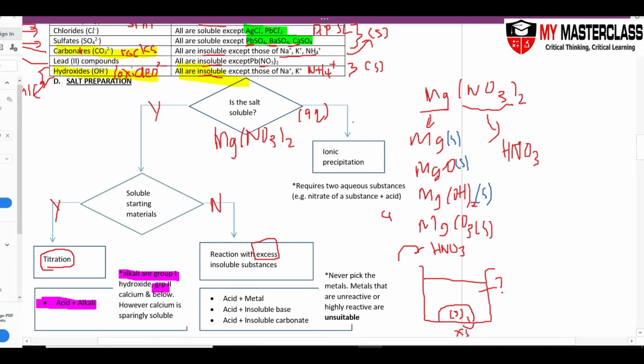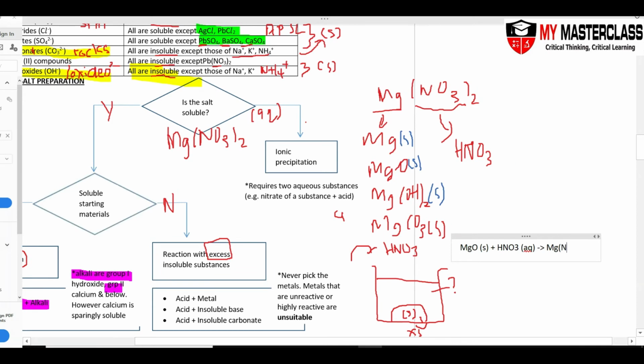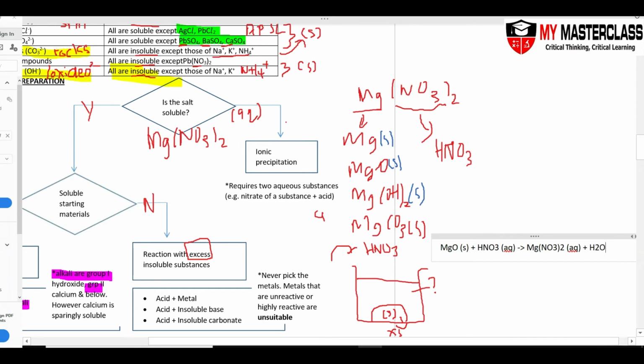Okay, what do we mean by this? So let's write the equation down. Example, if I take magnesium oxide plus nitric acid, in this reaction you will get magnesium nitrate, salt partner, all nitrates are soluble, plus H2O. Okay, balance out your equation on your own.